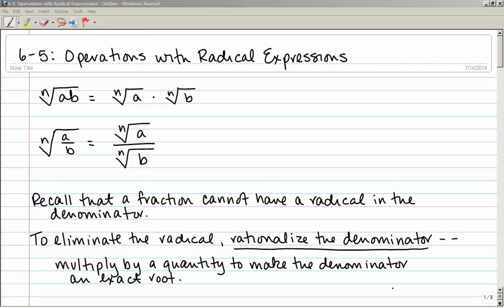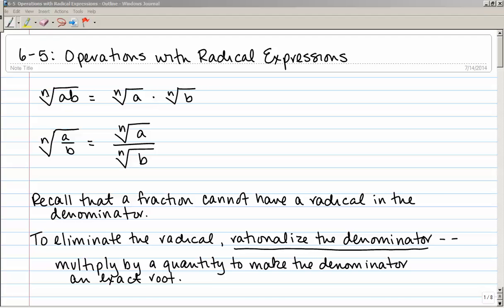Section 6.5 is on operations with radical expressions. And this is going to be very similar to what we went over in Algebra 1, dealing with radicals and all of the different things that you can do with it. The big difference here is we're not just going to be dealing with square roots, we're going to be dealing with nth roots. So our index is not going to be a 2, it can be a 2, but it's also going to be a number greater than 2.